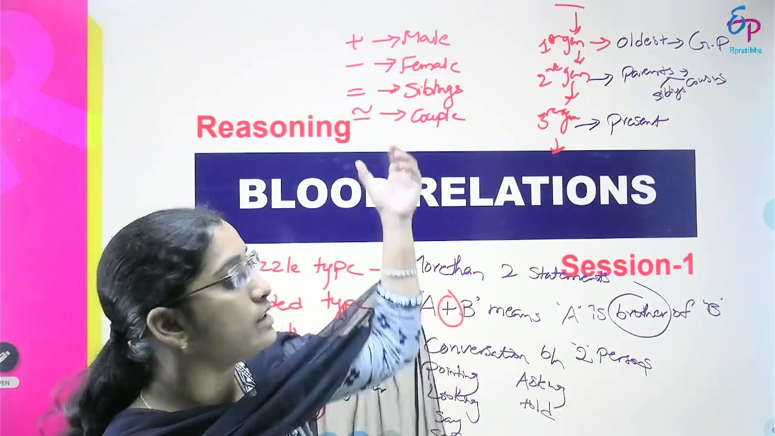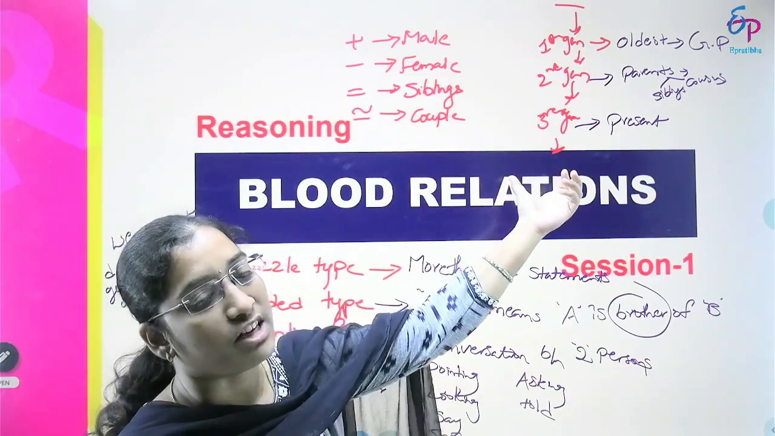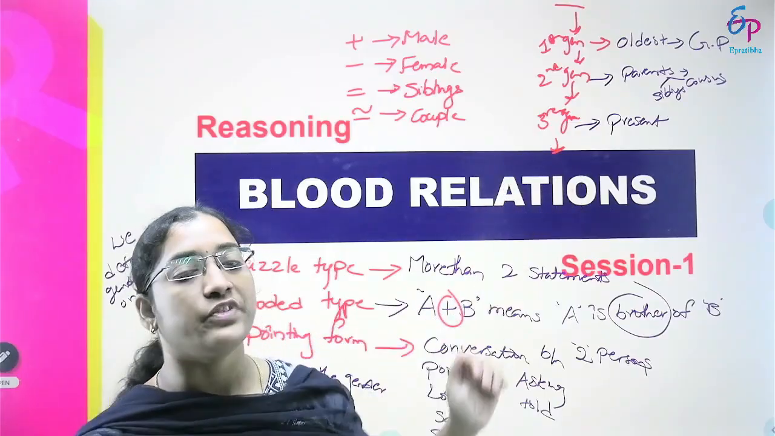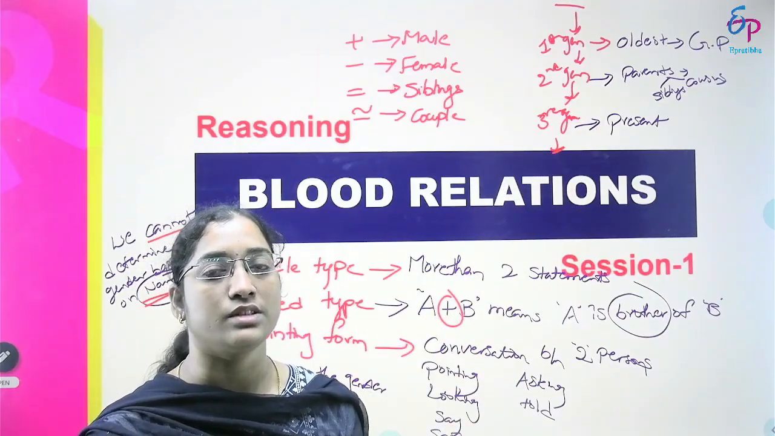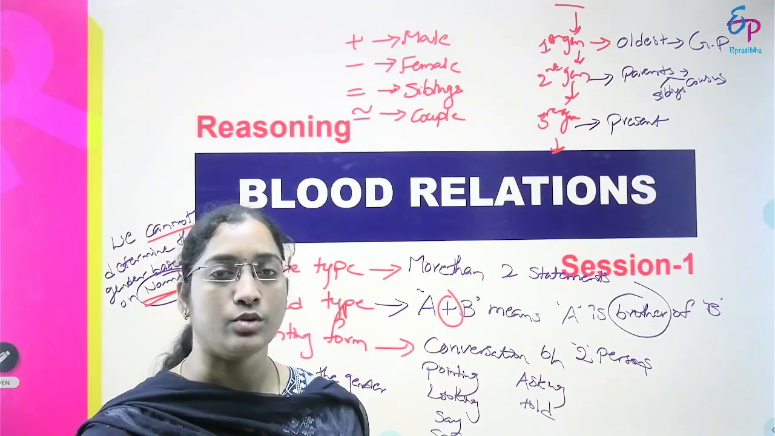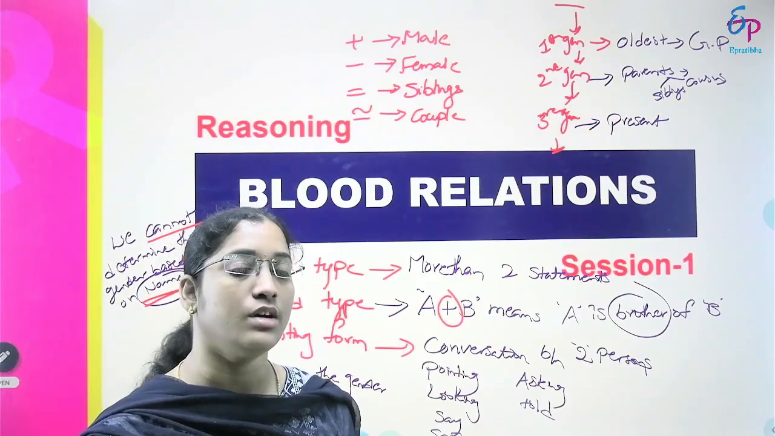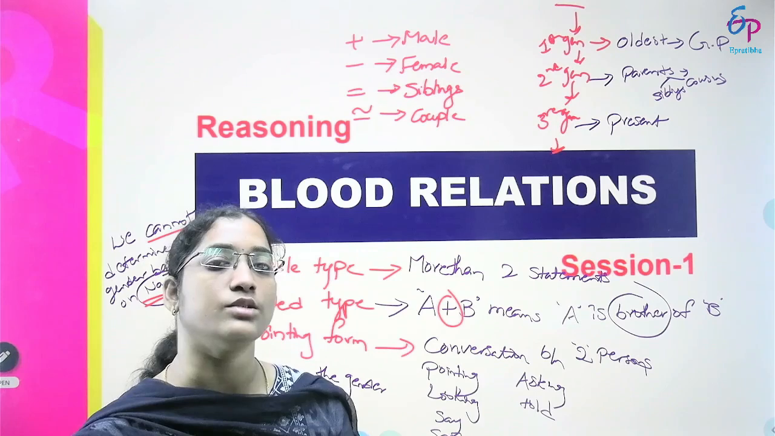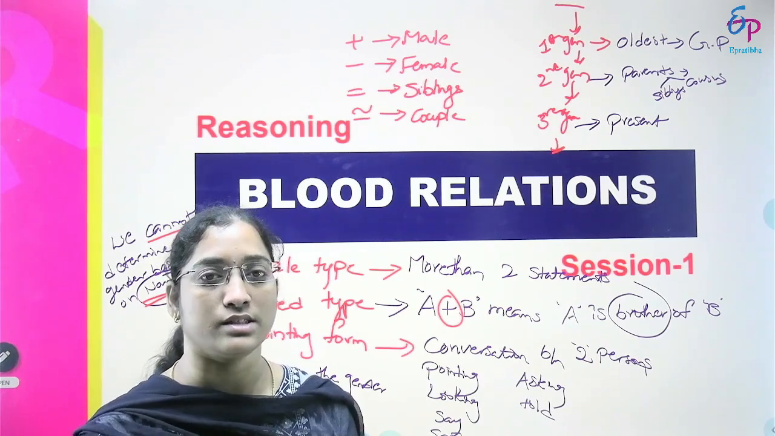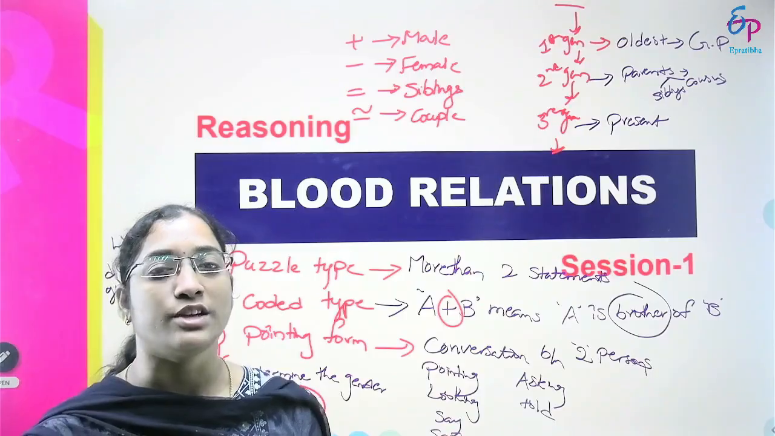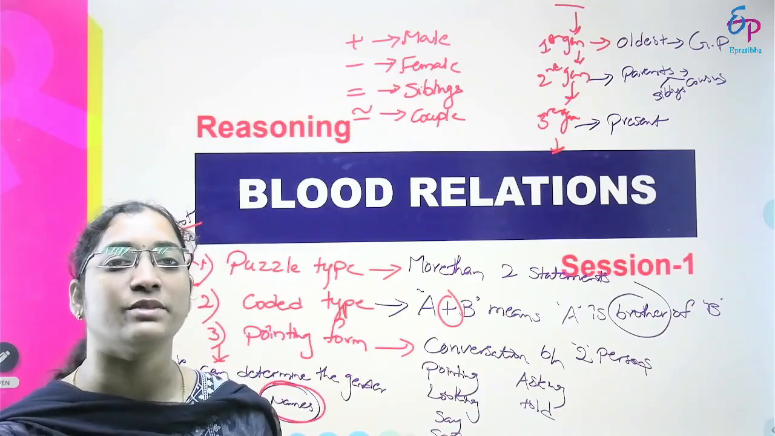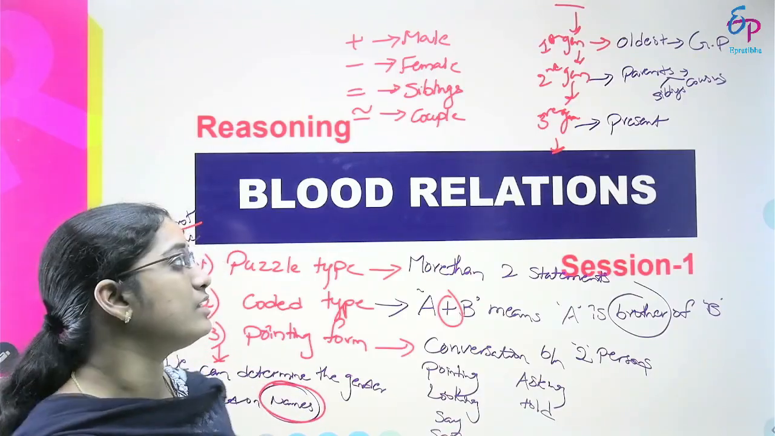By using these symbols and this generation related information, we first need to draw a family tree diagram for the given question information. Then by using the diagram, we need to solve the question. We need to find out which answer is suitable for our question. That is the process, right? Yes.